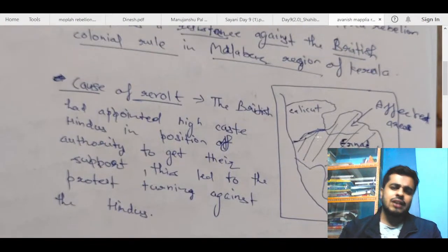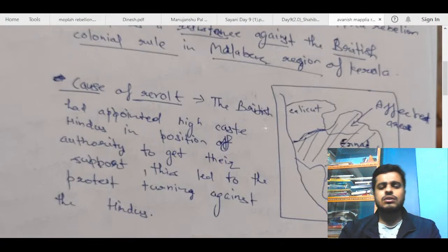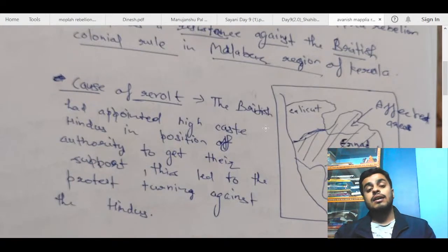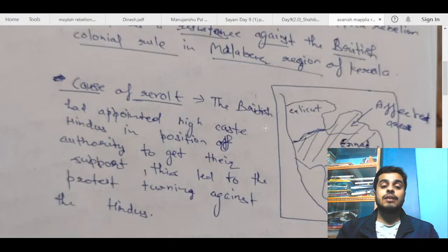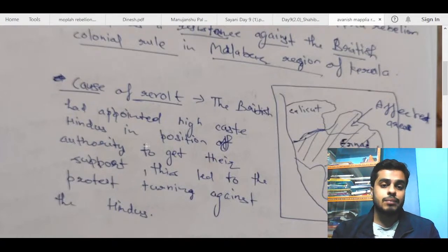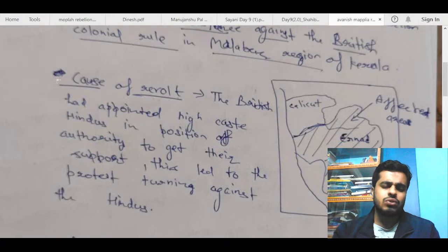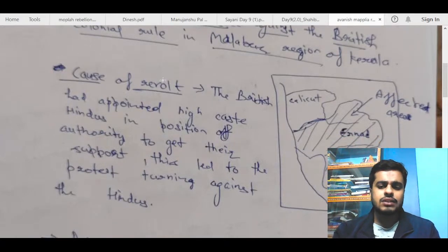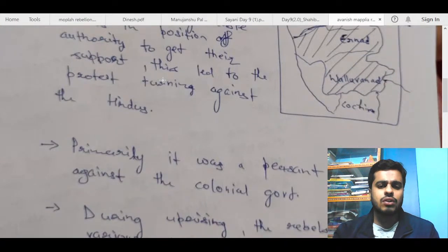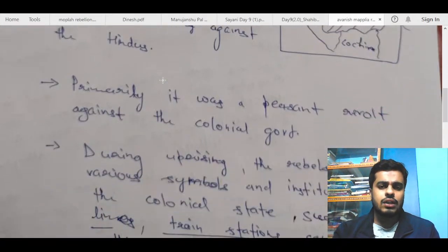And no, British had not appointed. I think it was the hierarchical system which led to the ownership of land by the Nair and Nambudiri high caste Hindus. So you cannot just say that British appointed high caste Hindus. In fact, the Hindus were supporting the British against the Muslims. So I think you don't need to mention cause of revolt here. You just go according to what has been asked in the question. Just talk about agrarian discontent first, then move on to political discontent.